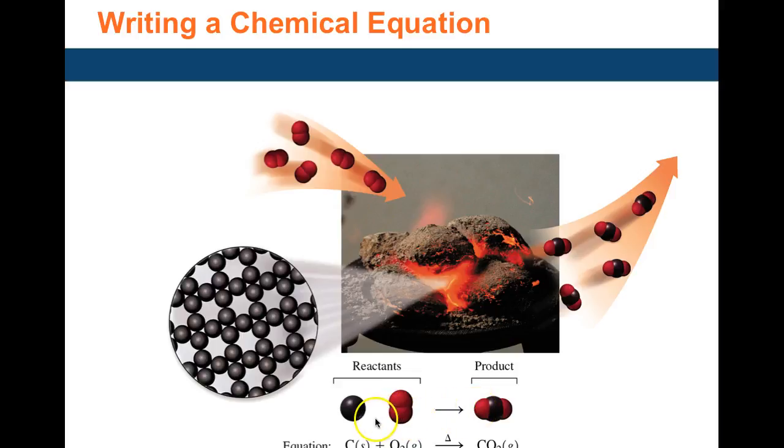All right, most times you also indicate the state in which those reactants and products are. Carbon is a solid, so you would put parenthesis lowercase s. Oxygen is a gas, so you would put parenthesis lowercase g. And carbon dioxide is also a gas, so you would also indicate that with parenthesis lowercase g. All right, sometimes you also put a triangle on top of the arrow, indicating that heat is involved to get this reaction going. The triangle indicates heat being supplied to get the reaction moving forward.